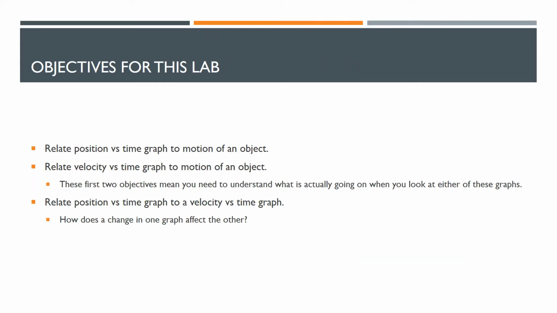Our objectives for this lab are the following. Relate the position versus time graph to the actual motion of an object. Relate the velocity versus time graph to the motion of an object. These first two objectives mean you need to understand what is actually going on and how that relates to the graphs that you're seeing on the computer screen. The other thing you need to be able to do is relate the position versus time graph to the velocity versus time graph. That means when you look at one, can you determine what's going on in the other and vice versa?